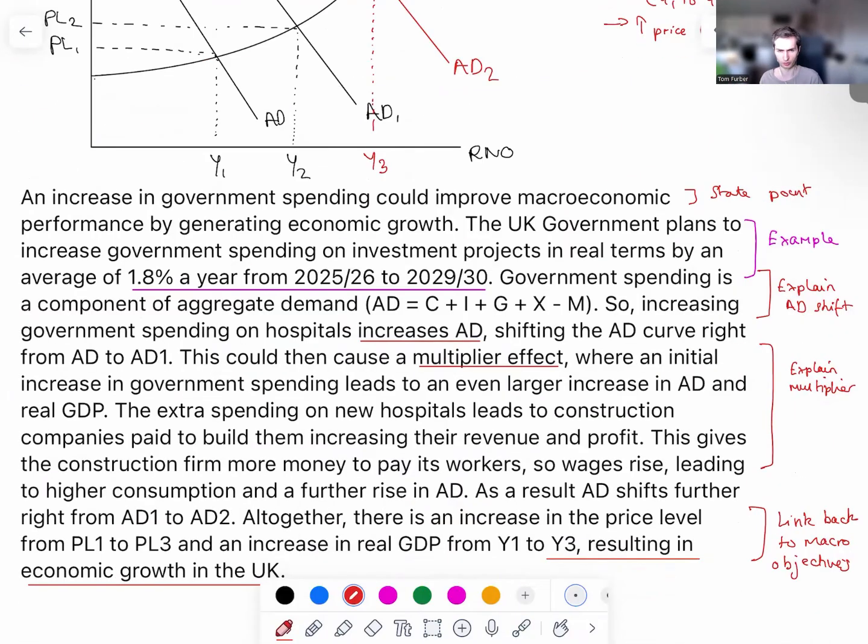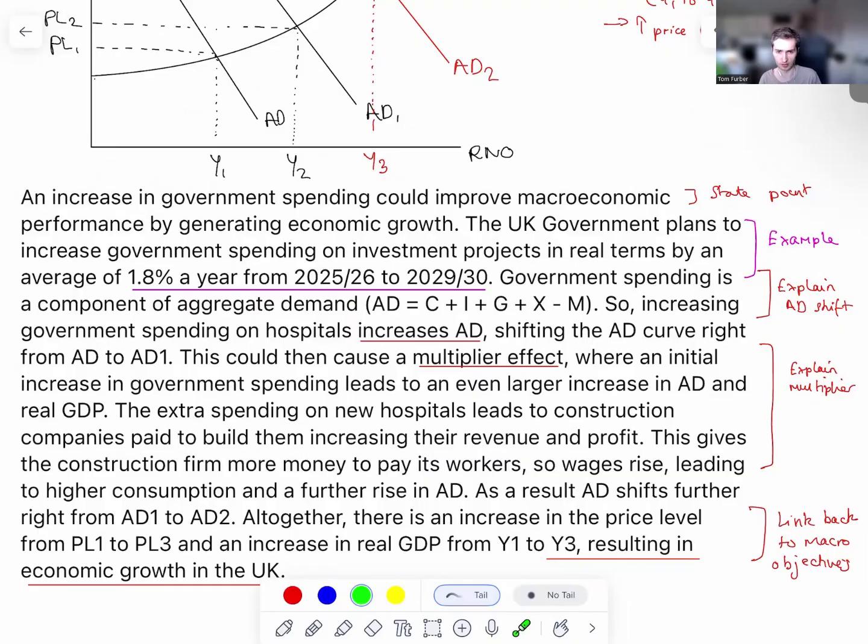So we'll start with stating our point, which is that an increase in government spending could improve macroeconomic performance by generating economic growth. And we'll give an example. So the UK government plans to increase government spending on investment projects in real terms by an average of 1.8% a year from 2025-26 to 2029-30. Now let's explain that initial AD shift. So government spending is a component of AD, and we can give the AD equation here. So AD equals C plus I plus G plus X minus M.